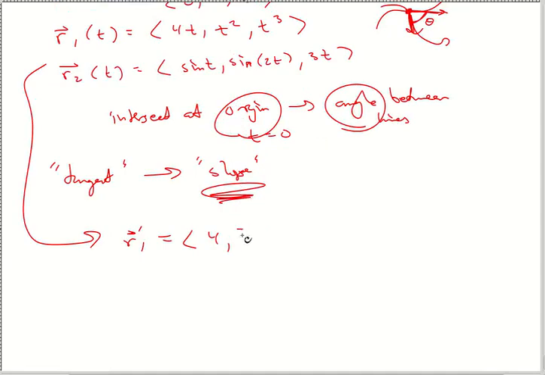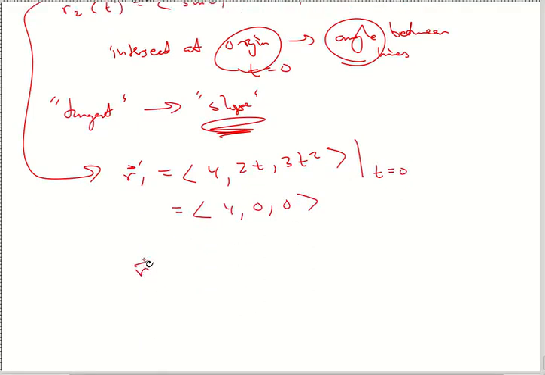4, 2t, 3 comes down, 3t squared. Again, I'm plugging in 0. I'm going to say when t equals 0, plug it in, I got a 4, a 0, and a 0. So those are my slopes for the first one.